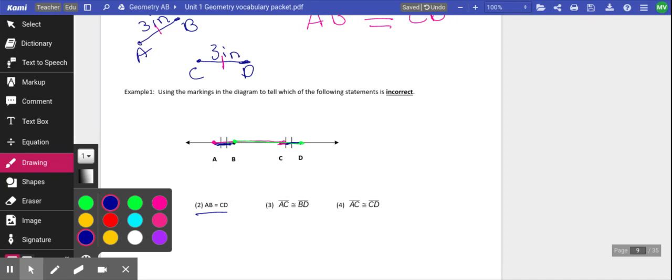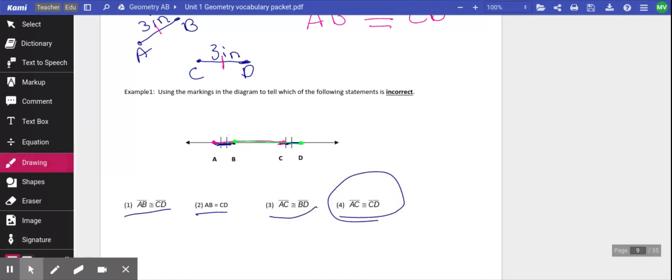Now, AC is not equal to CD because AC goes from A all the way over to C, and CD is just the little part. So the one that is untrue is 4.